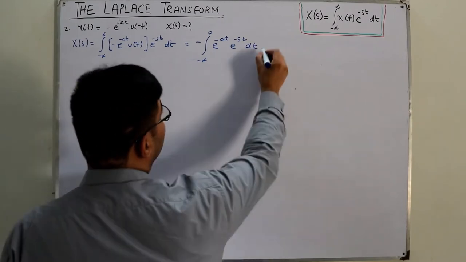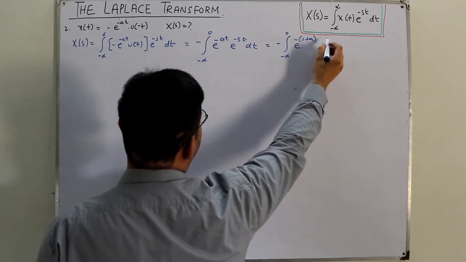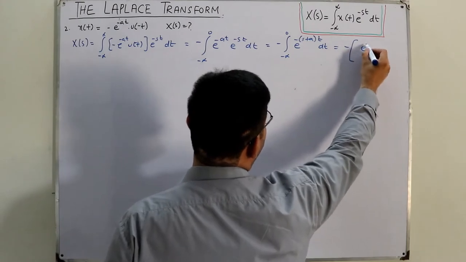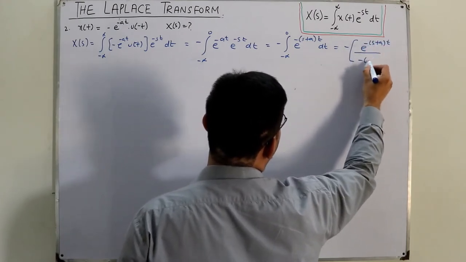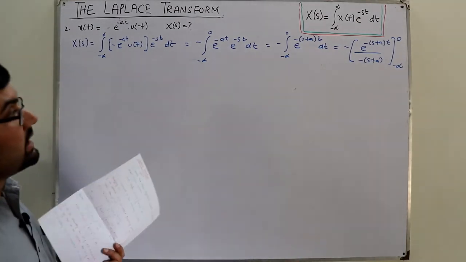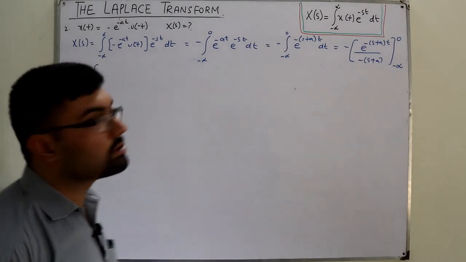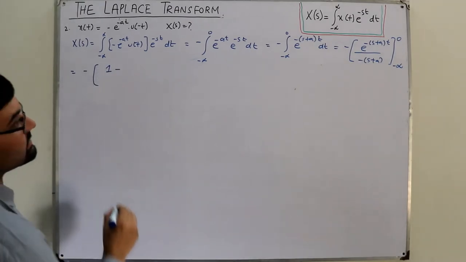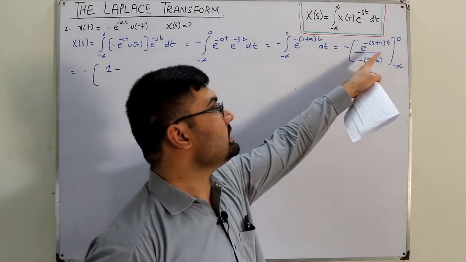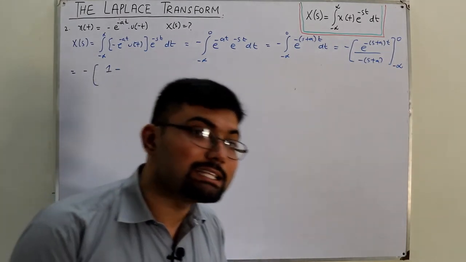Fine. The minus is outside, negative infinity to 0, exponential of minus s plus a into t with respect to t. Again, the same thing: you have exponential of negative s plus a into t divided by negative of s plus a, the limits are 0 and minus infinity. Okay, negative exponential of, first of all 0, so exponential of 0 would be 1, minus. Now again we would have the same sort of discussion. If s plus a is negative, then this negative into this negative would give you a positive, and then with negative infinity would give you negative infinity. So that's the condition. We would be assuming that s plus a is negative, right?